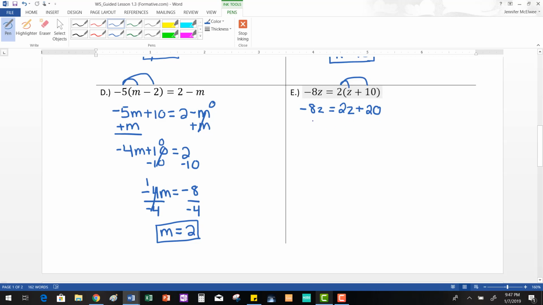Now I need to move my variables over to the left-hand side. So I'm going to subtract 2z from both sides. On the right, they cancel. That was the point of subtracting the 2z, so I just bring down 20. And on the left-hand side, negative 8z minus 2z gives me negative 10z. Finally, I need to divide by negative 10 on both sides. And I'm left with z is equal to negative 2.